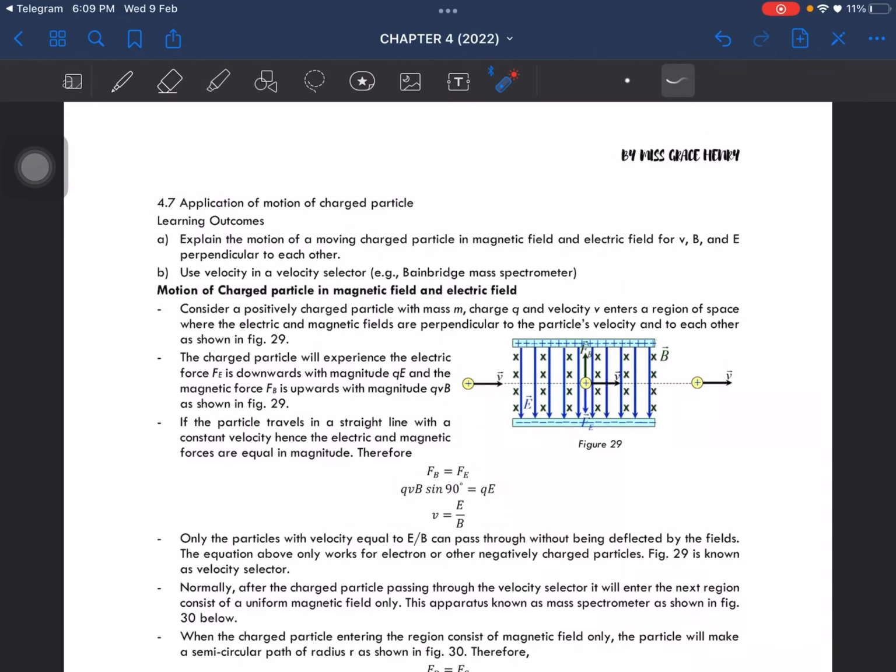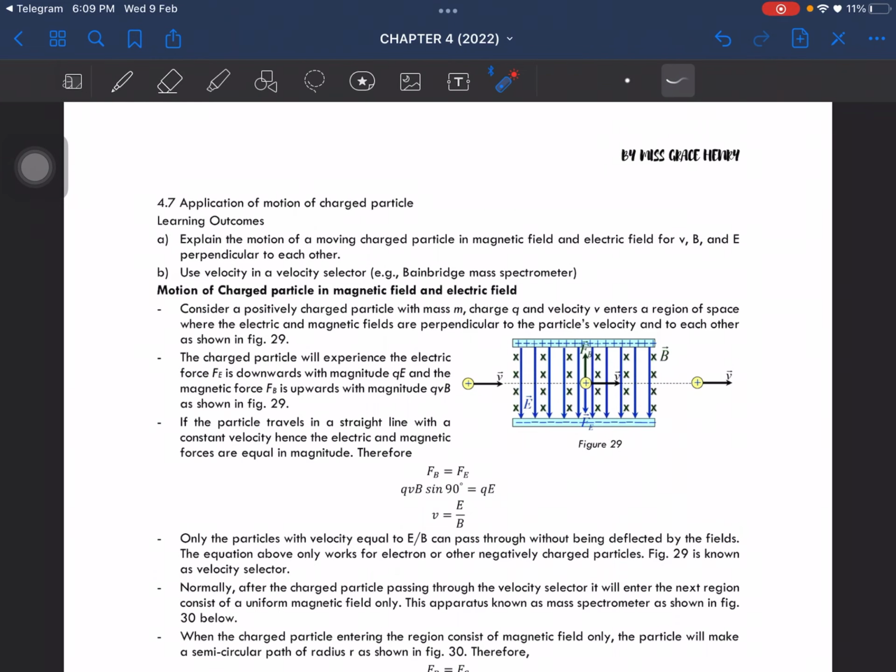Okay, our last subtopic is on application of motion of charged particle. In this subtopic, you should be able to explain the motion of a moving charged particle in magnetic field and electric field for velocity, magnetic flux density, and electric field perpendicular to each other. And lastly, you have to be able to use velocity in a velocity vector, for example, a Bainbridge mass spectrometer.